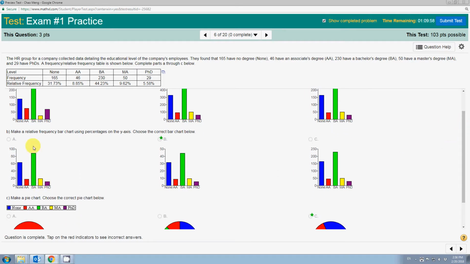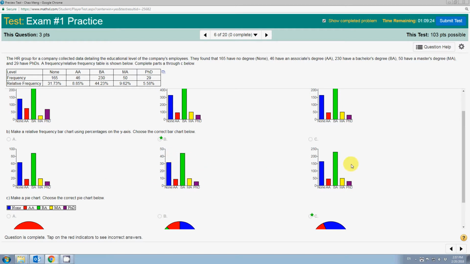If we look at the part B question, it's about relative frequency. So if we go back to the table, we look at the relative frequencies. Still, we look at the highest one, which is the BA. The percentage, or the relative frequency, is 44.23%. So if we go back to the three options, the first one is not correct because the highest bar is already over 80. It should be around 44 according to the frequency table. So A is not correct.